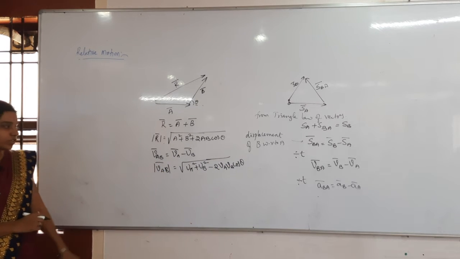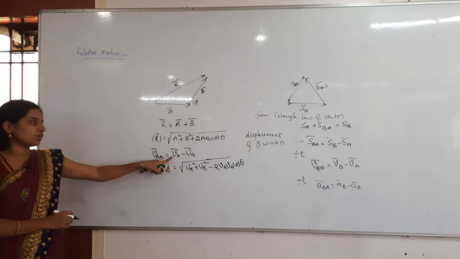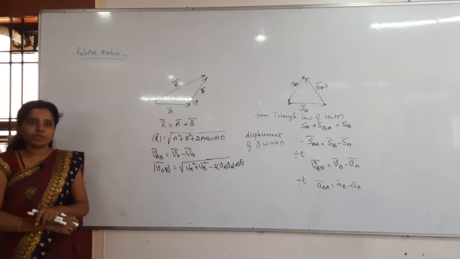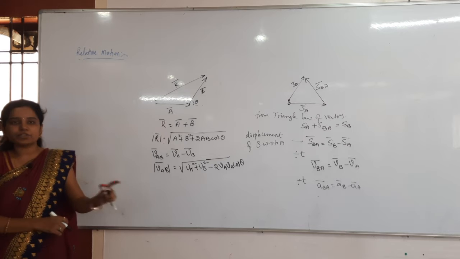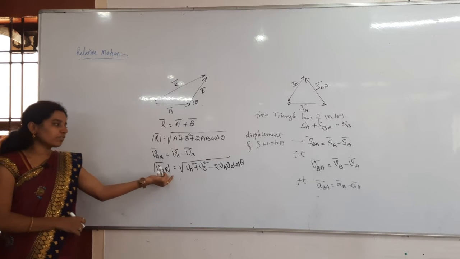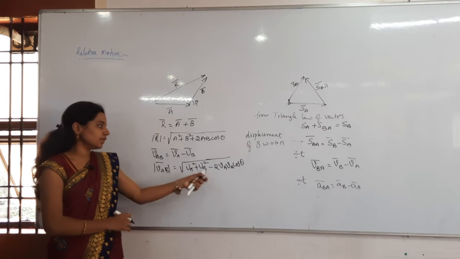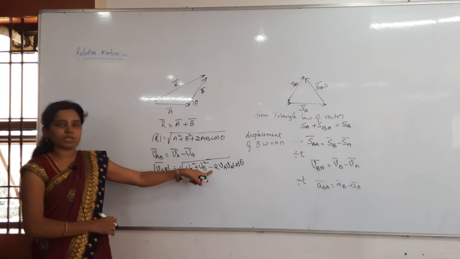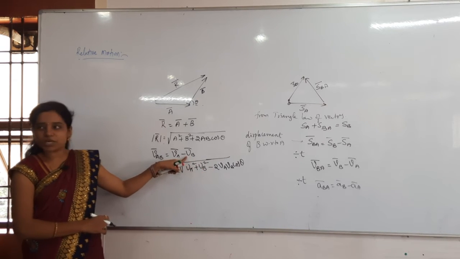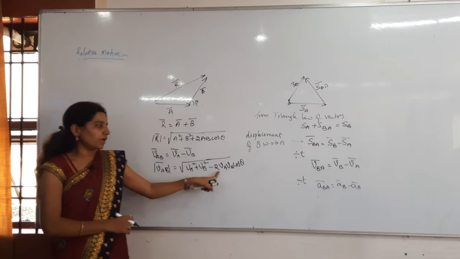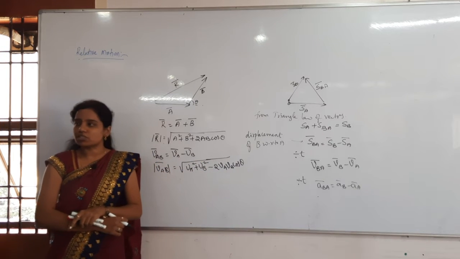The relative velocity of A with respect to B is what? VA minus VB. The magnitude of that value, the modulus of VAB, is equal to the square root of VA square plus VB square minus 2 VA VB cos theta. Here, the minus comes from the subtraction of vectors.